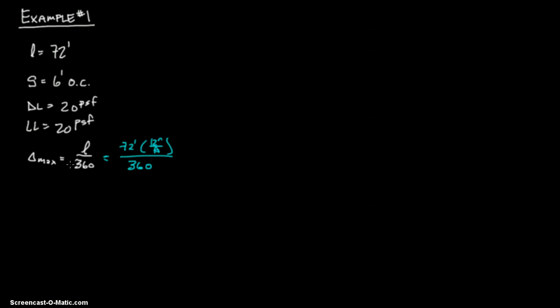Sometimes you'll see different types of criteria, like maximum live load deflection, and you just need to pay attention to what it is. In this case, it says the live load deflection is limited to L over 360. So it's not total, it's live load deflection. Just so we remember. 72 times 12 divided by 360 is 2.4 inches. So that's how much we can deflect.